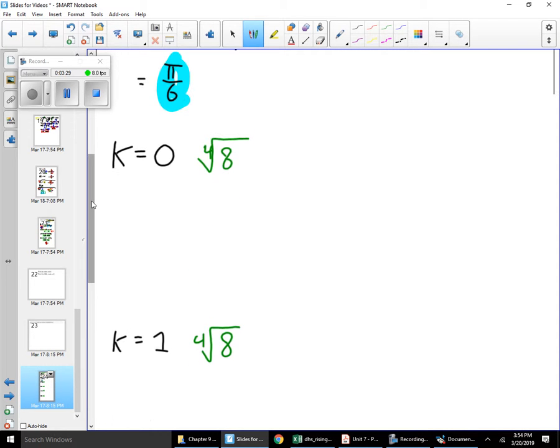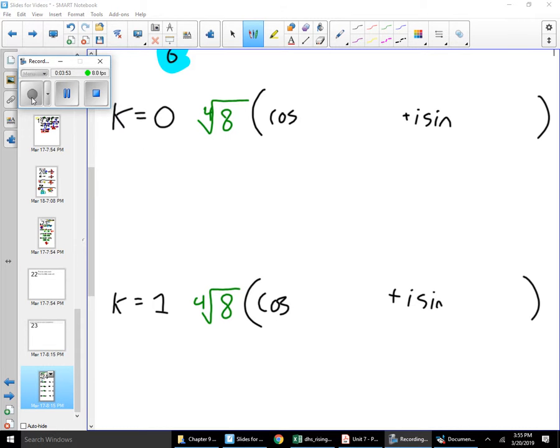Because my modulus was 1 in the previous example, we didn't have to worry about it as much as we will this time around. So we're going to have that fourth root of 8 coming into play. We will also need cosine and i sine. And once all your work is set up, you can start thinking about that fraction.